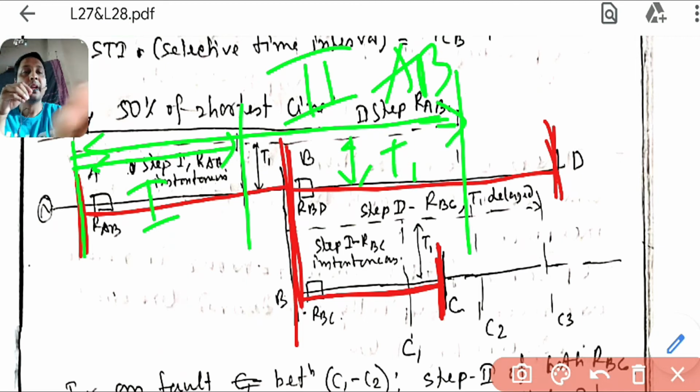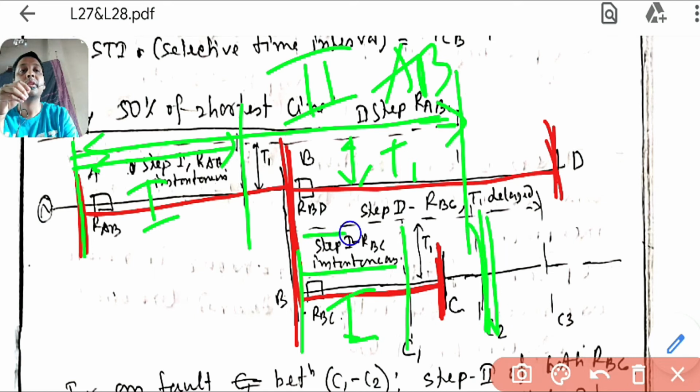Now if you come to the BC section, this is BC1, the first step for BC, with no intentional time delay, and it will take care of BC and the next line. Suppose this is your C2, so this is your step 2.